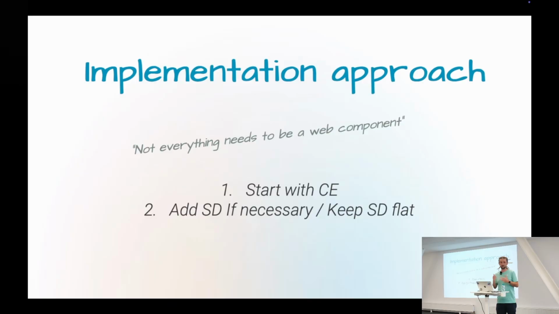And in terms of implementation approach, there is this golden rule: not everything needs to be a web component, which is also not something that we are used to from frameworks like React and others, where we basically encapsulate every atom in a reusable component. That's not the case for web components. So I would encourage you, if you're going to start using them, just start with a custom element. And if you really need all of these features of Shadow DOM, add the Shadow DOM, but keep the Shadow DOM flat, meaning don't nest Shadow DOM into another Shadow DOM if possible. And you also need to be more careful about how you structure the content within the Shadow DOM if you're going to use it.